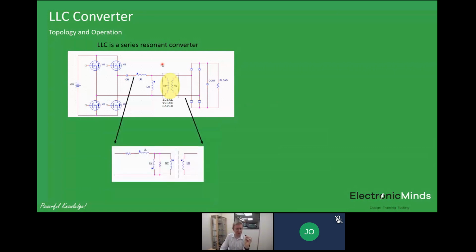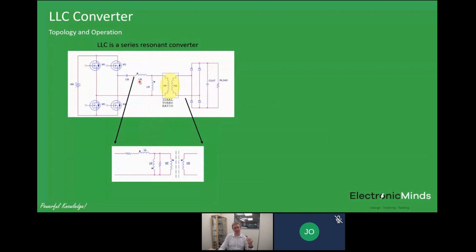Now, if I show our actual transformer model here, you can see that we've got the same LM, we've got the ideal turns ratio. The difference on the LLC converter is that I've called this inductance LR, and in our equivalent circuit for the transformer, it's the leakage, LL. The difference between an LLC converter and, for example, the flyback converter is that in the flyback converter, remember that the leakage inductance was a problem for us. It creates loss and voltage stress, and it's a nasty thing.